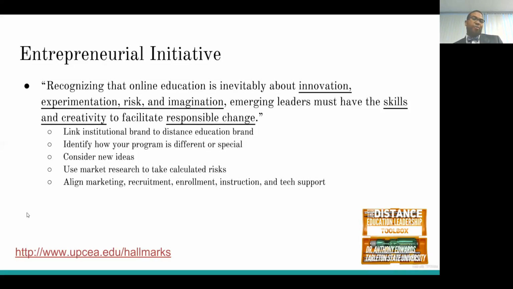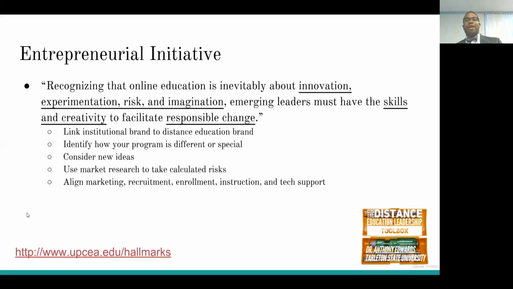Identifying how your program is different or special. I can't tell you how many times I talk to people at different schools and say, what makes your school so special? And they'll say, because we just love our students, and we take care of our students so much better than everybody else. And everybody says that. So it's not really distinctive.